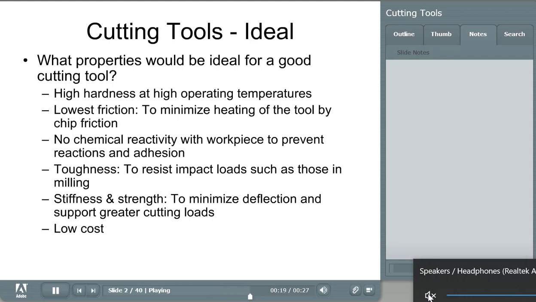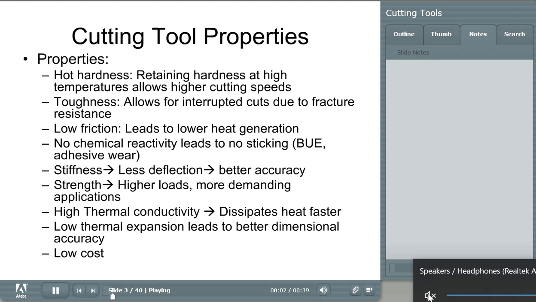Toughness to resist impact loads such as those in milling. Stiffness and strength to minimize deflection and support greater cutting loads. Low cost. Cutting tool properties. The properties are hot hardness.